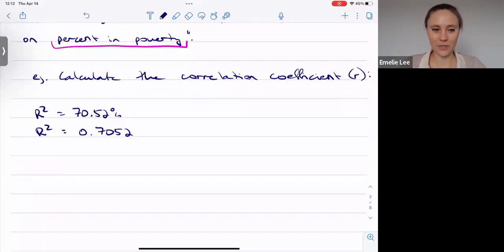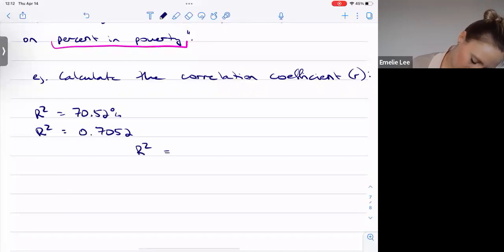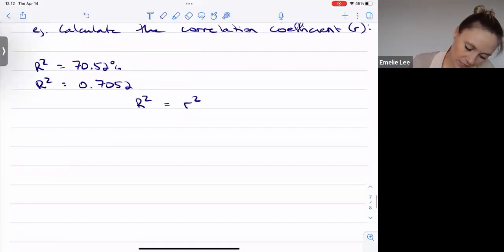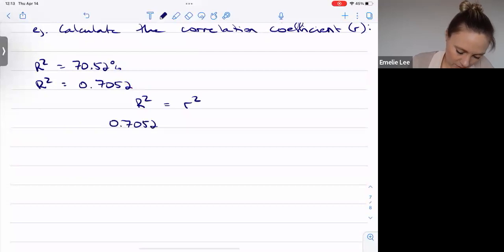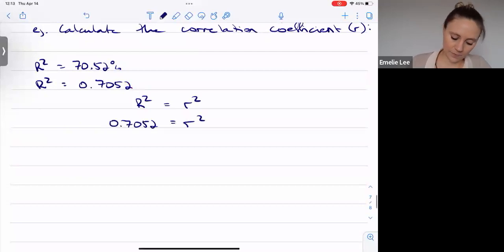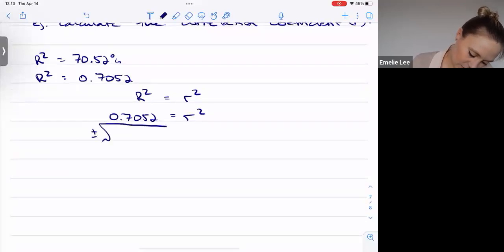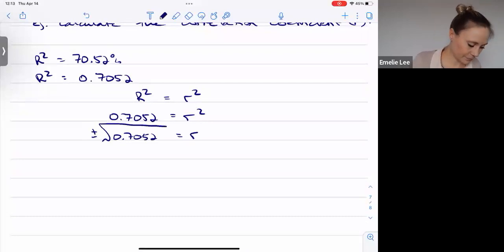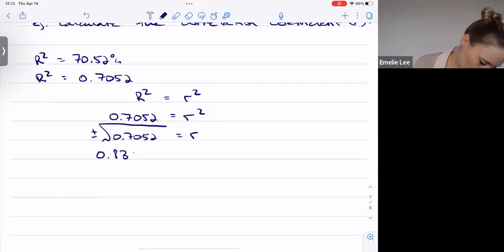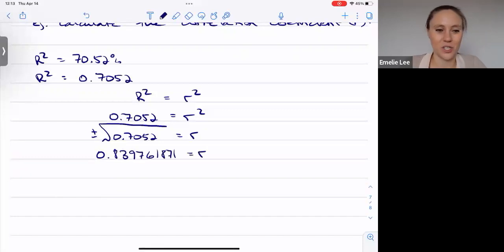So then I'm going to take my R squared and set it equal to my correlation squared. I can replace this R squared with 0.7052. I take the plus minus square root of 0.7052 to get the correlation. The square root of 0.7052 is 0.839761871, which is our correlation.